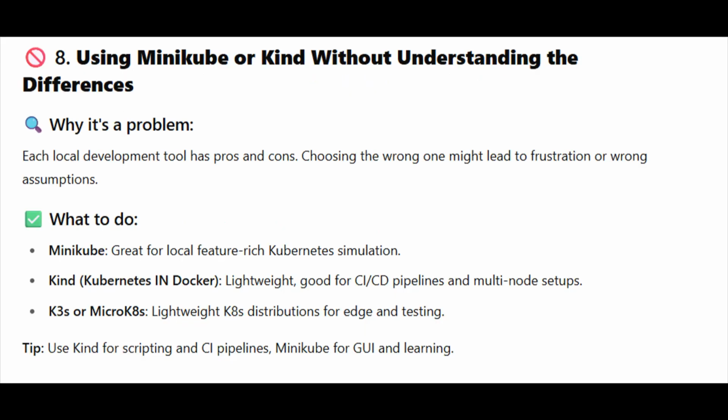8. Using Minikube or Kind without understanding the differences. Why it's a problem: Each local development tool has pros and cons. Choosing the wrong one might lead to frustration or wrong assumptions. What to do? Minikube: great for a local, feature-rich Kubernetes simulation. Kind (Kubernetes in Docker): lightweight, good for CI/CD pipelines and multi-node setups. K3s or MicroK8s: lightweight Kubernetes distributions for edge and testing. Tip: use Kind for scripting and CI pipelines, Minikube for GUI and learning.